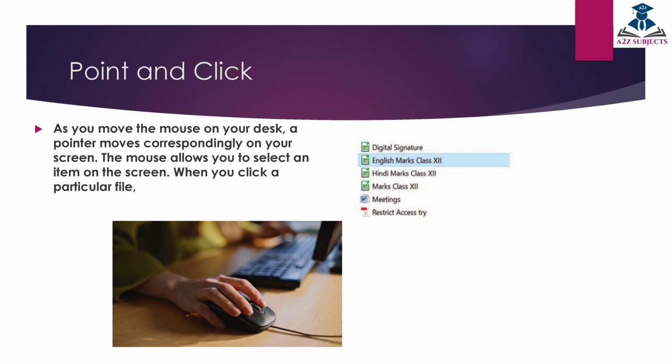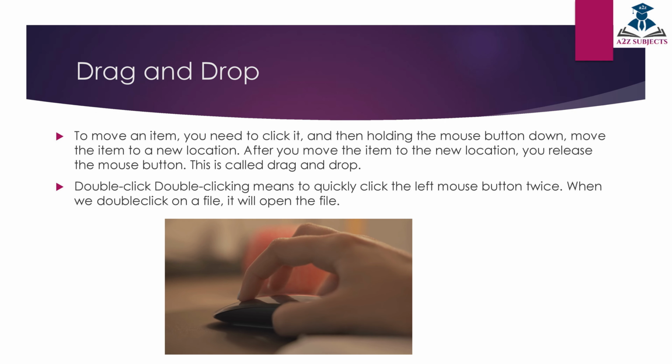Drag and drop. To move an item, you need to click it and then hold the mouse button down. Move the item to a new location. After you move the item to the new location, you release the mouse button. This is called drag and drop. Double clicking means to quickly click the left mouse button. When we double click on a file, it will open the file.